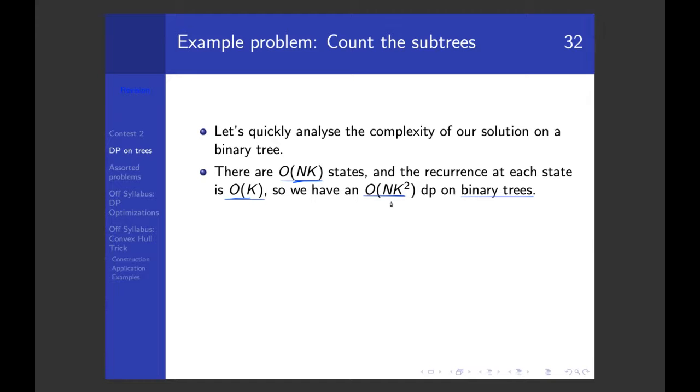This is fast enough to pass, because 1,000 times 100 squared is 10 million. But the issue with this dp is it only works on binary trees. As soon as we have 3 children on a node, it becomes too slow, because our recurrence becomes approximately k squared on 3 children, approximately k to the number of children minus 1. That's from the k entries from before. But the important part is this works on a binary tree, but not on other trees.